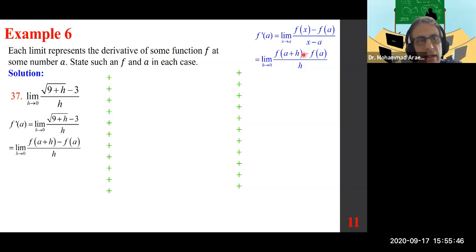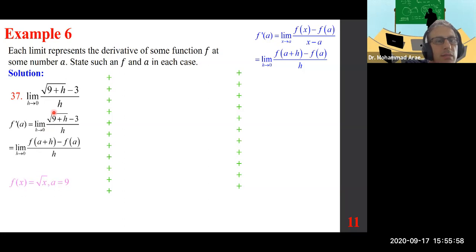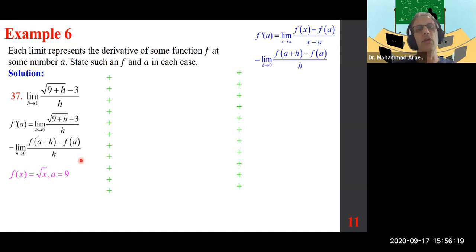And what is a? 9. And notice square root of 9, class. What is square root of 9? See? 3. So that works. After you come up with the answer, check your work. Because you are coming up with the answer with this inspection, class. You're inspecting.